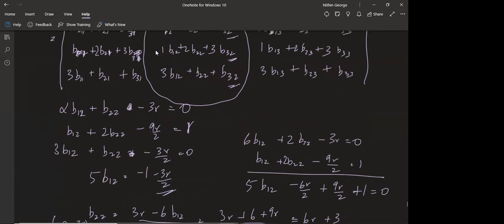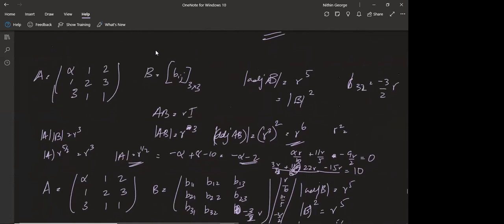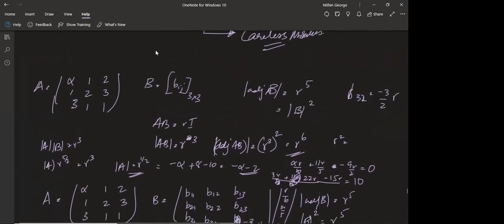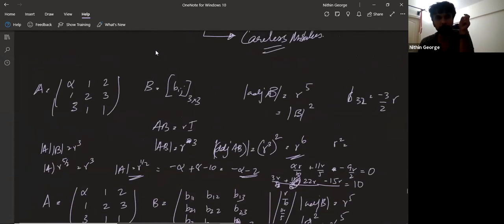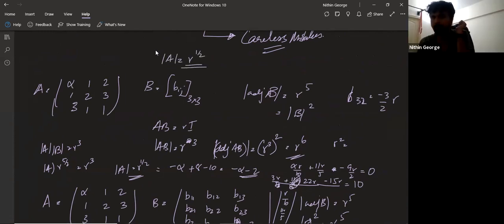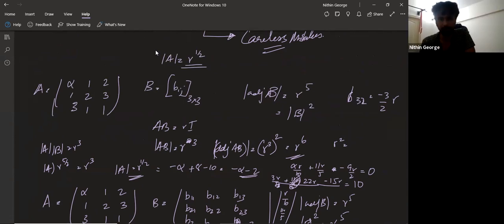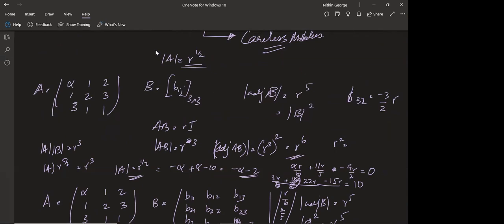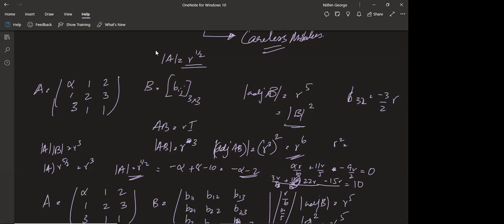Okay, yeah. So the idea was I had gotten a relationship between alpha and R, right? So where was the relation? What I did was I found determinant of A to be root of R, R power 1 by 2. Did you get this part? No, sir. Okay. So what I did here was pretty simple. Adjoint of B is determinant of B squared.